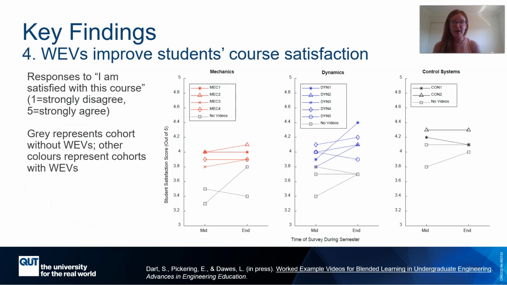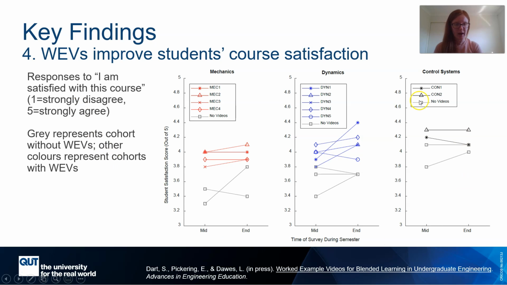So the last key finding I have here is around course satisfaction. At QUT we have a survey that runs at the end of every semester, like most universities, where students get to rate how the semester went for them and what they thought of the teaching and unit experience. There's a question that says, "Overall I am satisfied with this course," and it's, again, a Likert scale of 1 to 5.